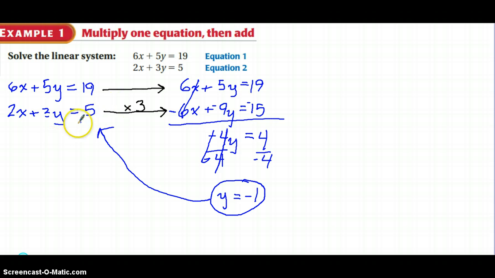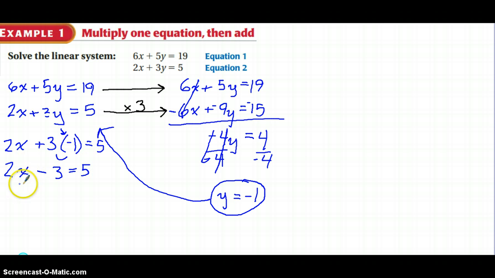And so if I go ahead and plug the y in, I guess I'll use equation 2 because I like it for the smaller coefficients. Alright, a little bit easier to work with, I think. And so I'm going to do 2x plus 3 times negative 1 equals 5. So all I did there was substitute the negative 1 for the y. I'm going to go ahead and simplify 2x. And I know that if I do 3 times negative 1, I'm going to get a negative 3. So either plus negative 3 or minus 3 equals 5.